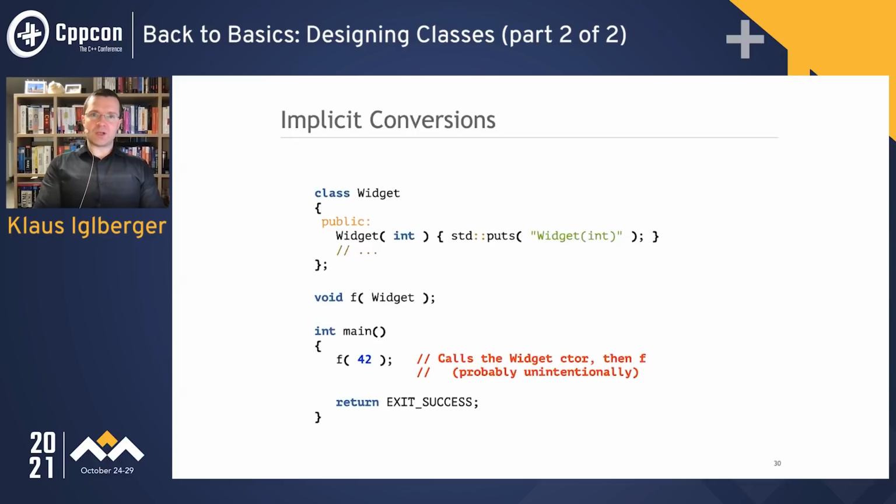And that's exactly what now happens. The compiler converts this integer into a Widget by means of the given constructor. That constructor takes an int. So by means of that constructor, I can create a Widget, a temporary one, pass it to f, and then the function is called. Of course, directly after the function call, the Widget is destroyed again. Okay, but well, the call succeeds.